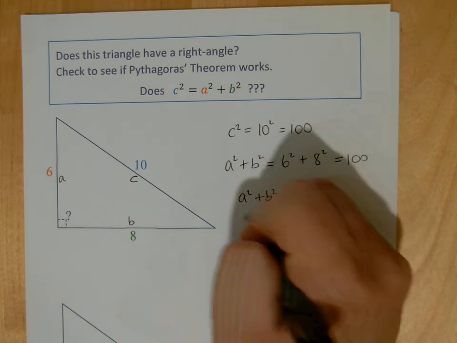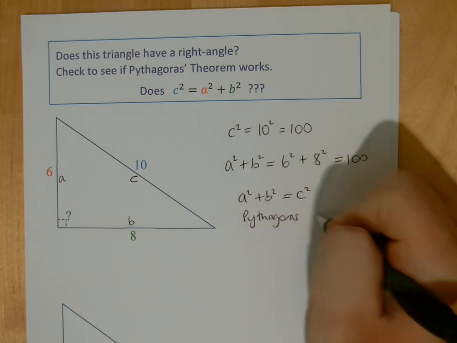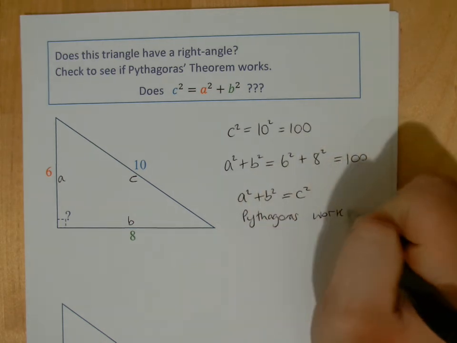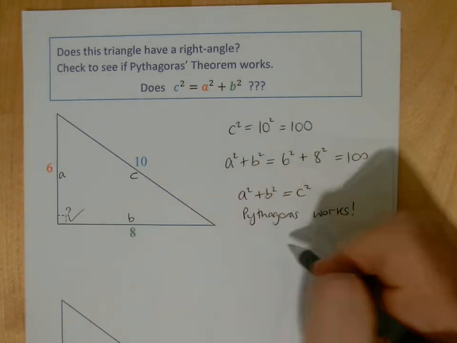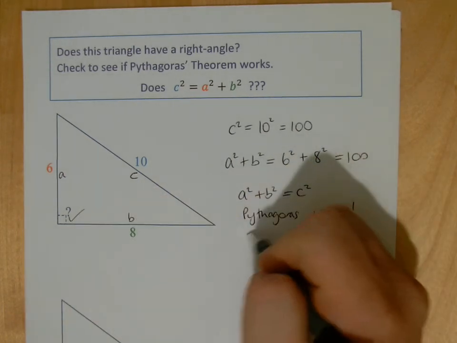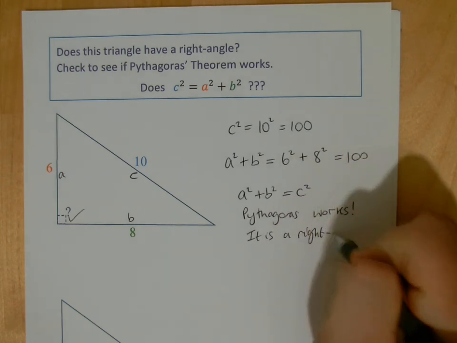So in this case, Pythagoras' theorem works. If it works, that means it is a right angle triangle, so we can say that and just state it. It is a right angle triangle.